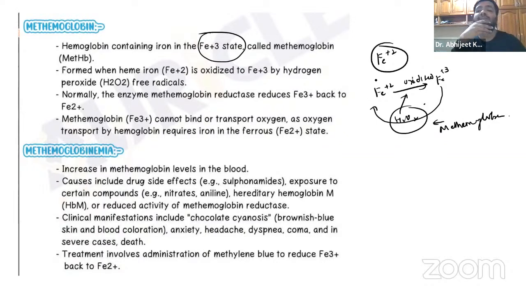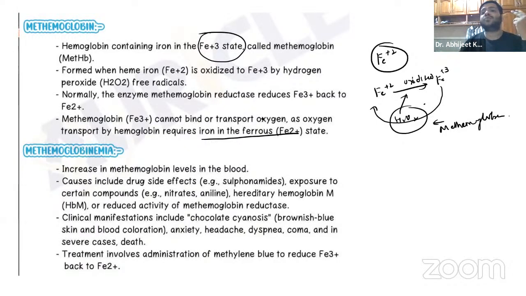Because remember, guys, Fe+3 cannot bind or transport oxygen. In the structure of hemoglobin, in the center we have Fe+2, and that is the only state in which it can transport oxygen. If it is converted to Fe+3, it cannot bind with oxygen, as oxygen transport by hemoglobin requires iron in the ferrous state, only in the Fe+2 state.